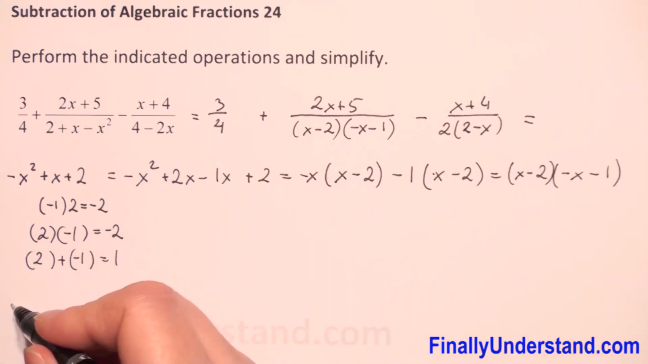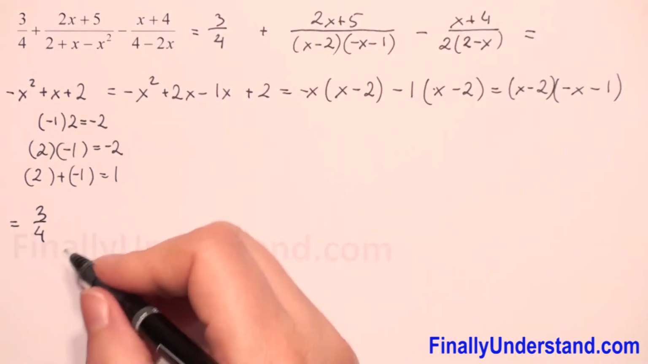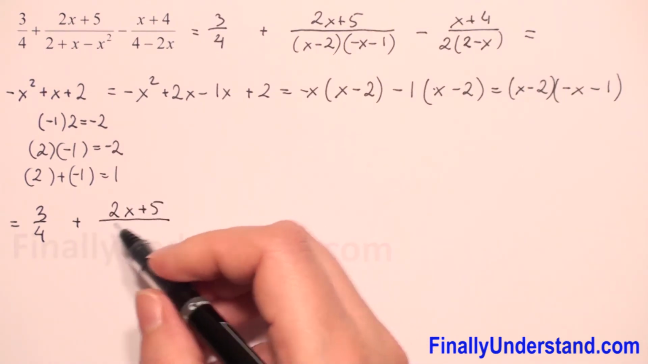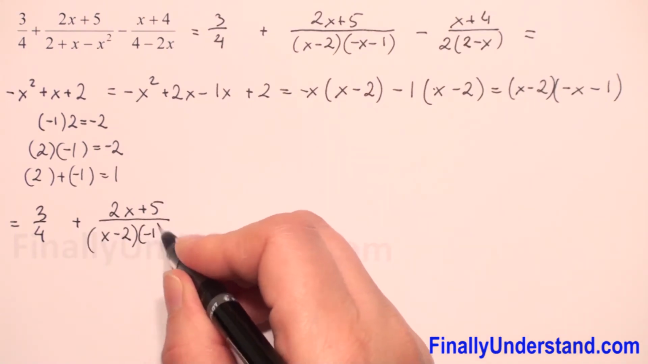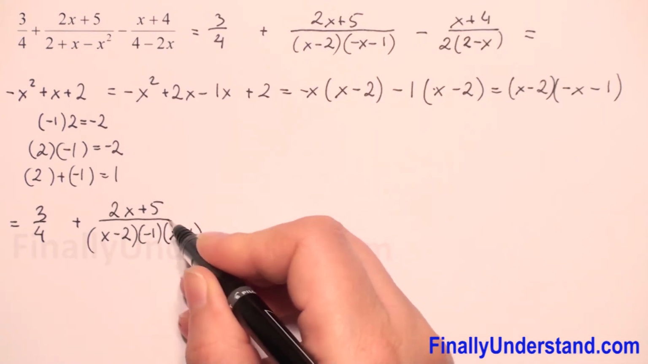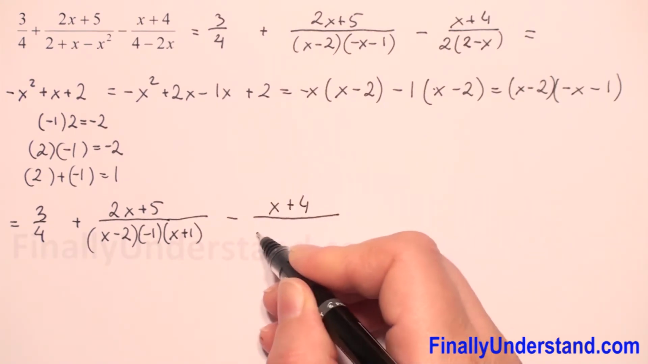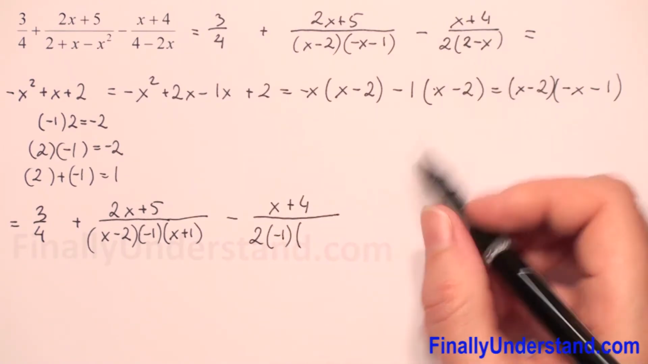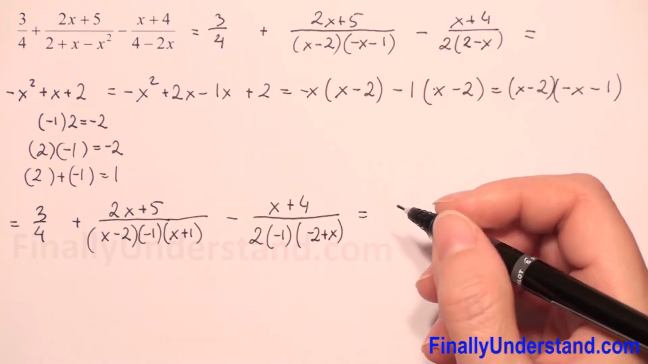So 3 over 4 we have to copy, and we have plus 2x plus 5 over x minus 2 we can copy, and the negative sign I will factorize, negative 1 from this term, so it will be x plus 1 in parentheses, minus, and here we have x plus 4 over 2, and negative 1 I will factorize, so it will be negative 2 plus x. So let me rewrite this one more time.